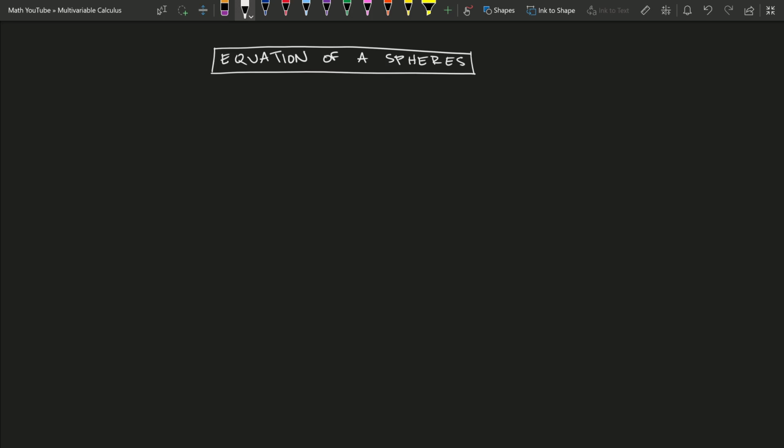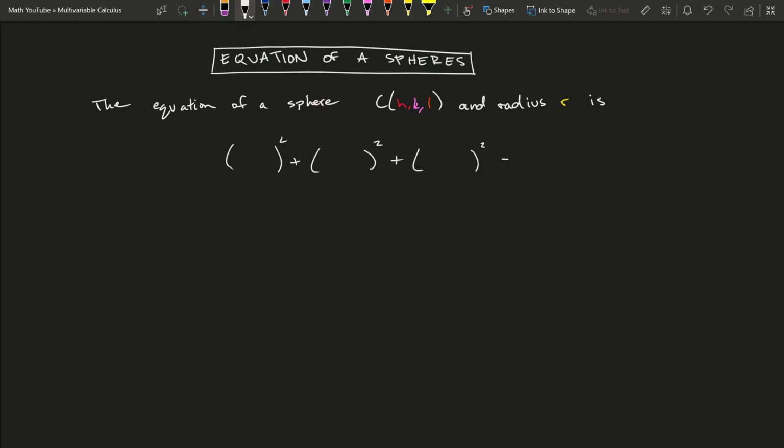So the equation of a sphere that has a center C at point (h, k, l) and radius r is the following equation. And I'm going to be fancy and color code. It's going to be a bunch of things in parentheses squared. Well, r squared is going to be at the end.